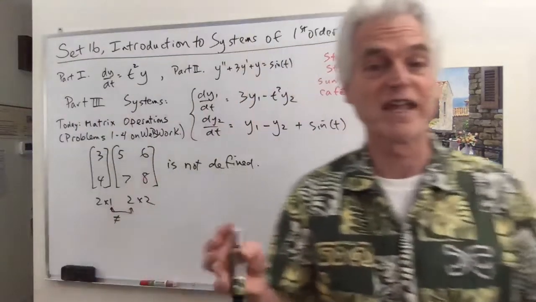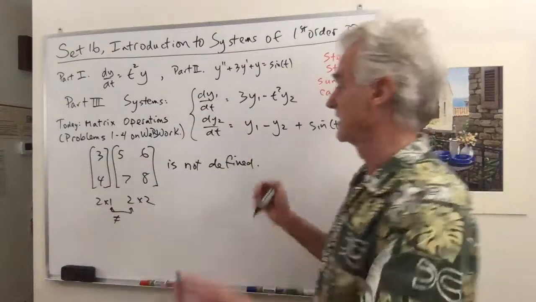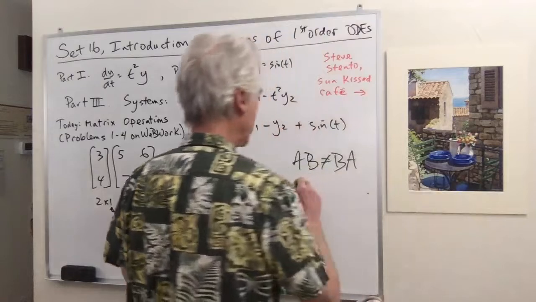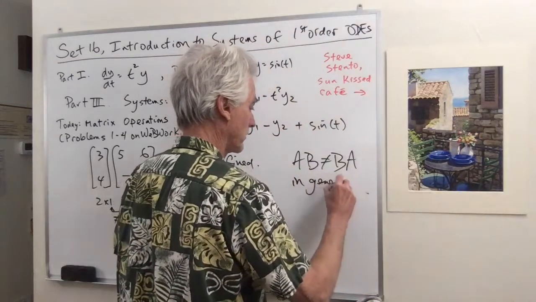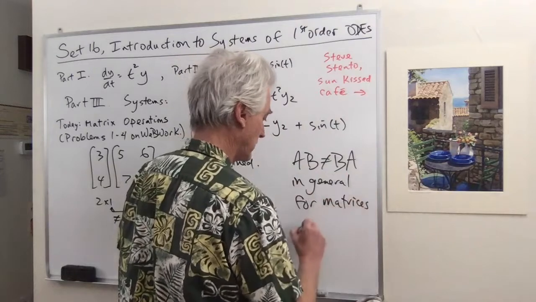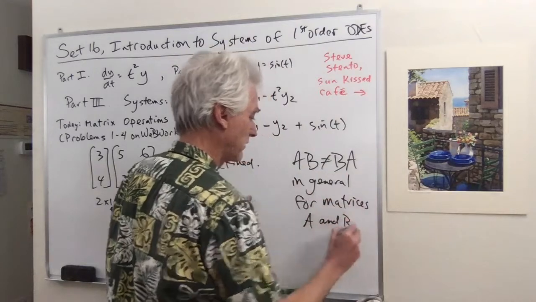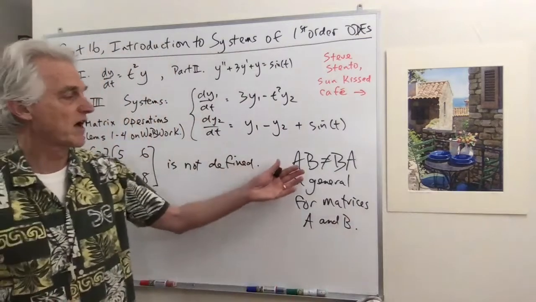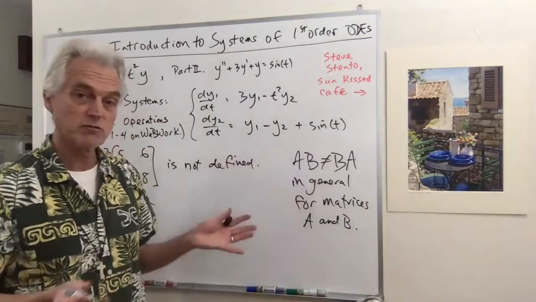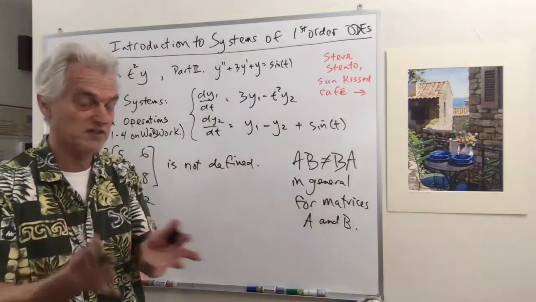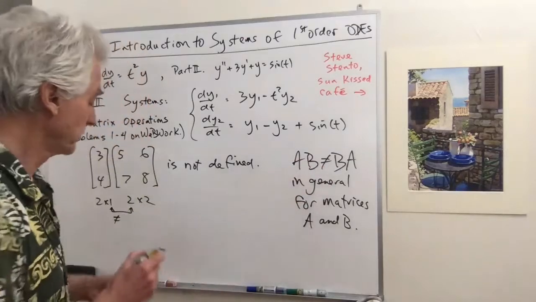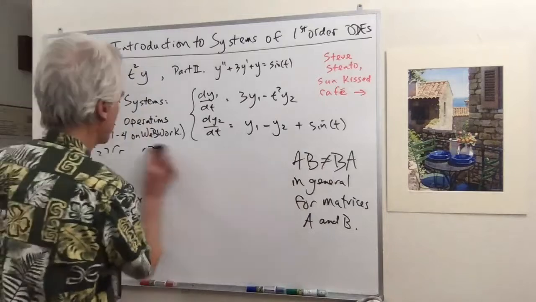And this is an extreme example of the fact that if I multiply two matrices, A times B, that's not equal to B times A in general for matrices A and B. Even if they're both defined, in order to be both defined, they have to be square. But there are examples of square matrices, A and B, both of the same size, so AB is defined and BA is defined, where AB is not equal to BA. It's probably worthwhile to do an example like that.